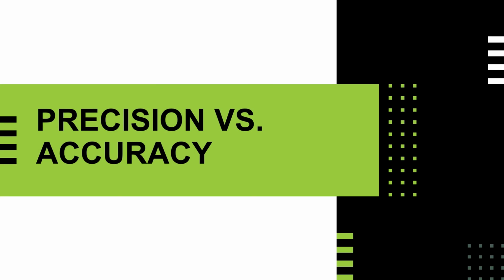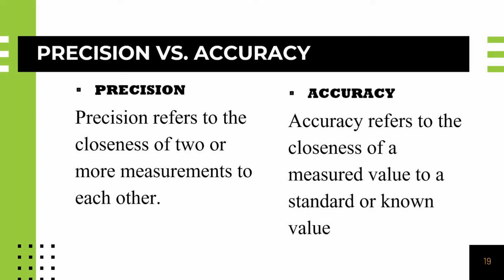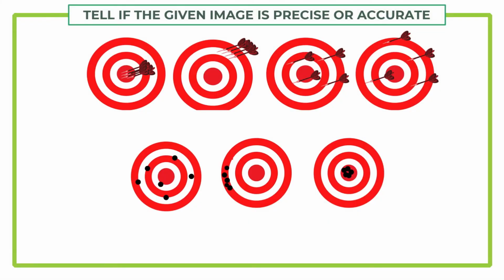Okay, now let's differentiate precision versus accuracy. Precision refers to the closeness of two or more measurements to each other, while accuracy refers to the closeness of a measured value to a standard or known value. The difference between the two is shown in this illustration. When we say precision, all of the data are close to each other. And when we say accuracy, we follow a standard value.